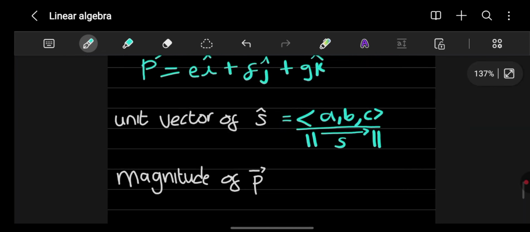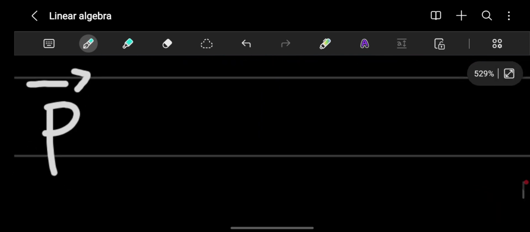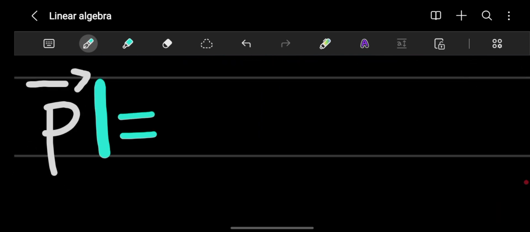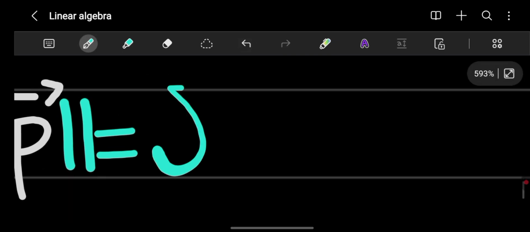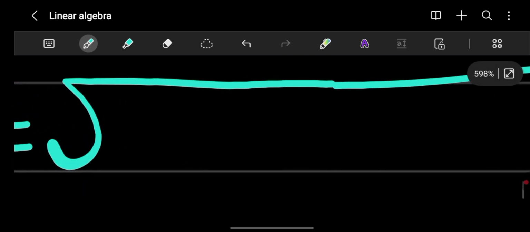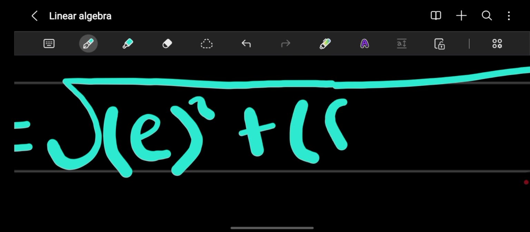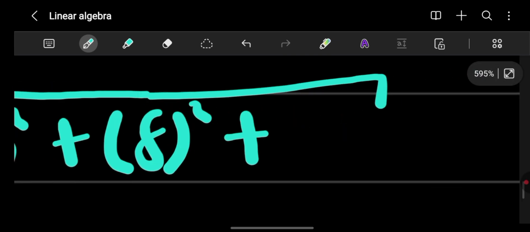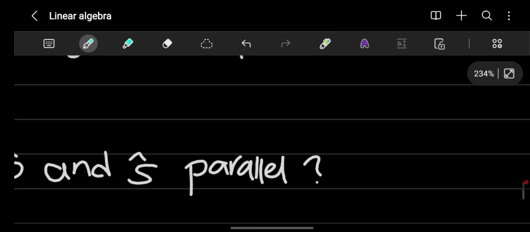The magnitude of P, and even the unit vector of P, you find the same way. The magnitude of P would now be, so P was E, F, G, so E squared plus F squared plus G squared. So that would be the magnitude of P.